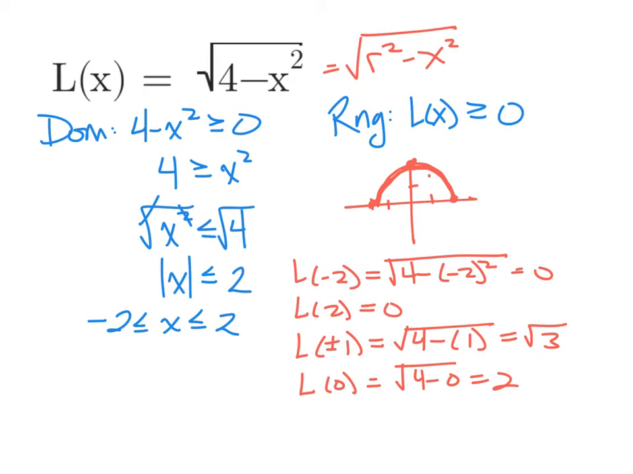If this were the negative square root, it would give us the bottom half. So going back to the range, our range is not that L of x is greater than or equal to 0. It's that L of x is in between 0 and 2. And we can include both of those endpoints.